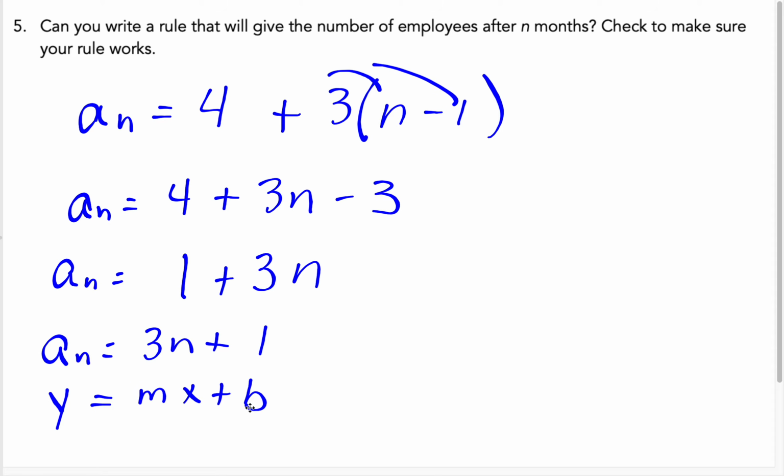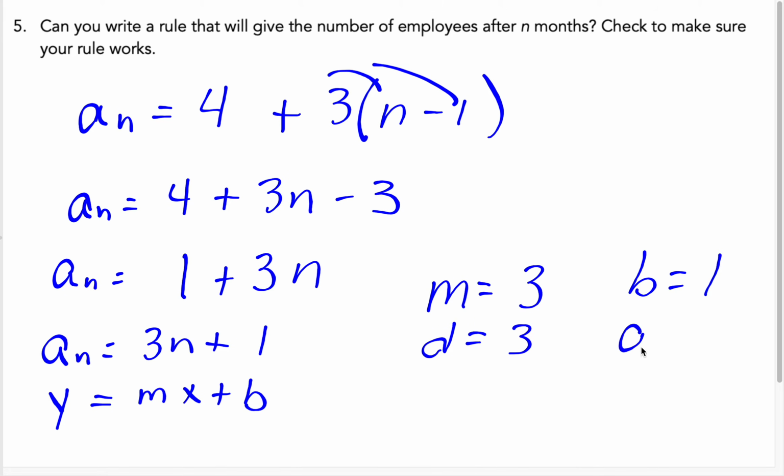So what we're going to find here is our m, in this case, our slope is 3. That kind of is going to go with our common difference. Our y-intercept is 1. And what we're going to find as we continue on, I'm going to write it in the next group of notes, is that our initial value is always going to be our y-intercept.